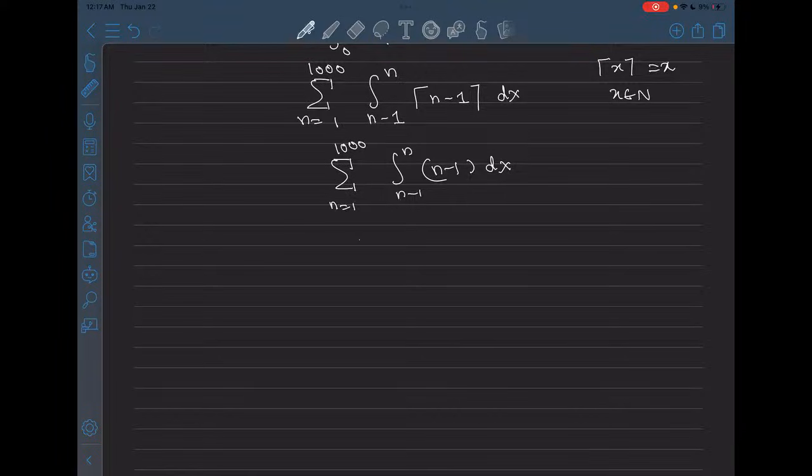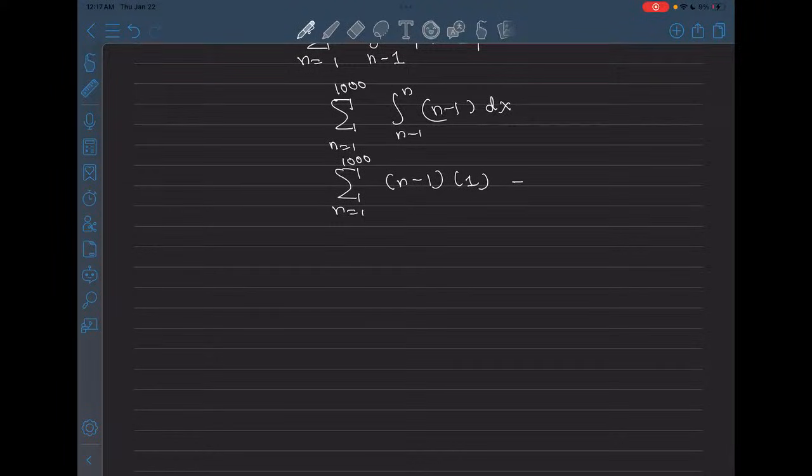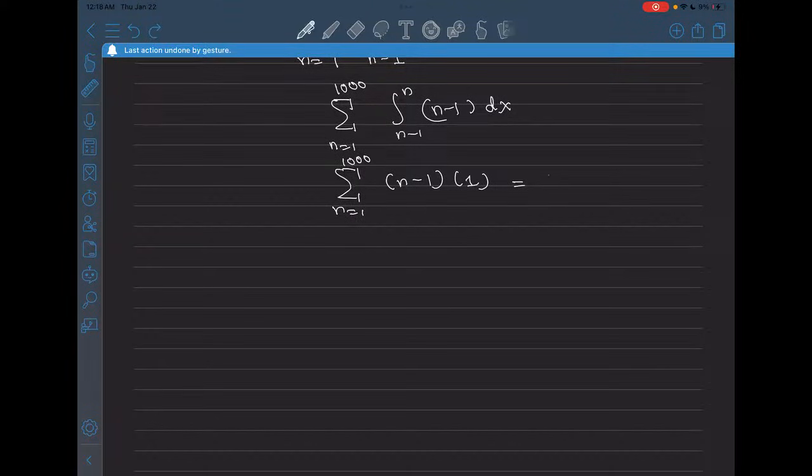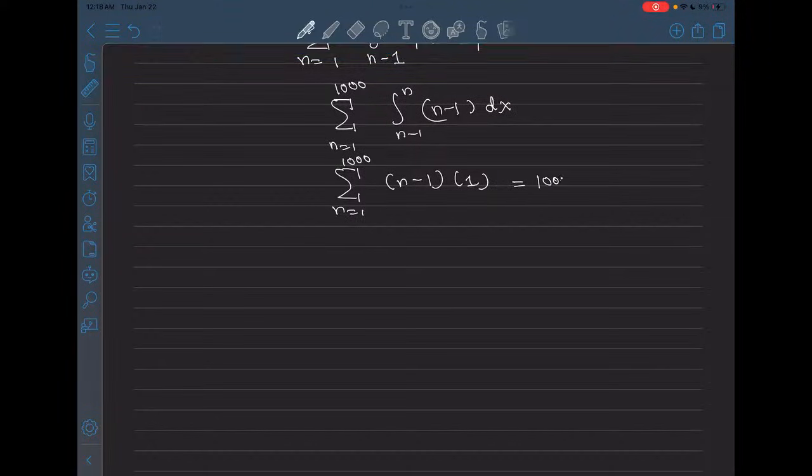Okay, now because this is constant, I can just take it outside the integral. And if I take the integral, that's just x, and if I evaluate it, that will just be 1. Okay, so now I need to do this sum, which is n minus 1. So this will be n into n. Okay, so from 1 to 1000. So for n, that will be 1000 into 1001 by 2, right? Minus, and for 1, yeah, it will just be 1000.